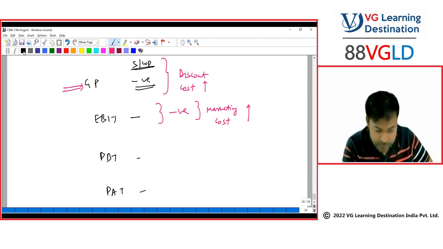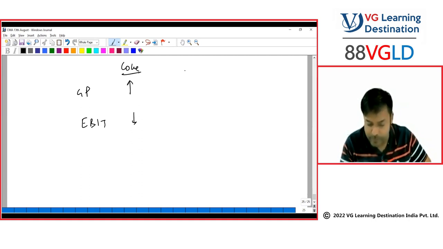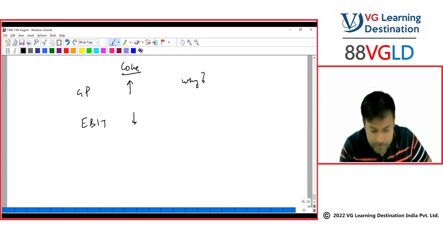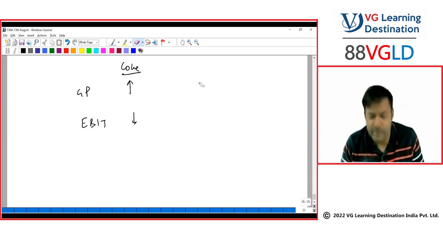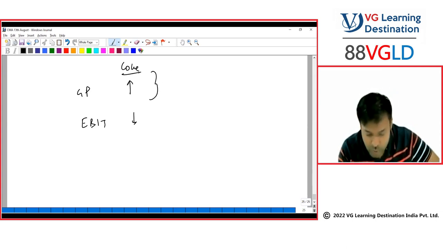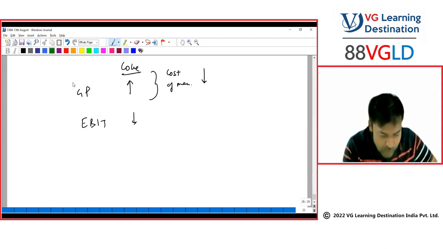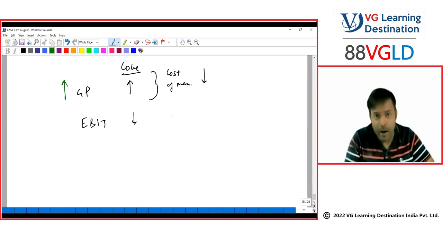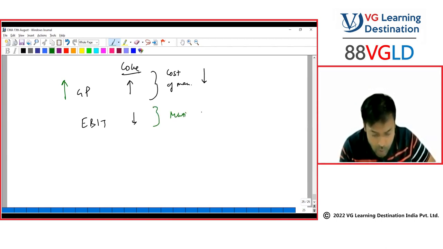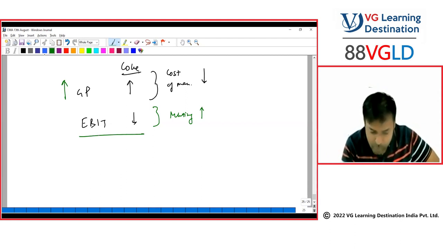Is that okay, everyone? For example, if I give you the example of Coke, gross profit is very high, but EBIT is very low. Why? Correct, selling and marketing is very high. The cost of making Coke is nothing. It's just sugary water. How much is sugar water going to cost you? So the cost of manufacturing is very low. Sales are good, because of which the gross profit goes up. But why is the EBIT going down? EBIT is going down because your marketing cost is very high. You're hiring all the celebrities, and because of that, the marketing cost is high, because of which EBIT is lower. Is that okay, everyone?